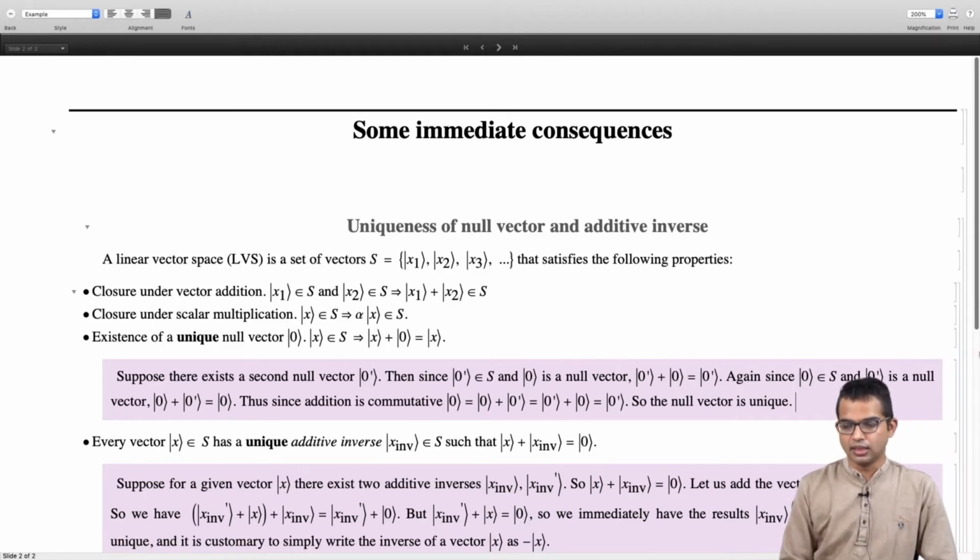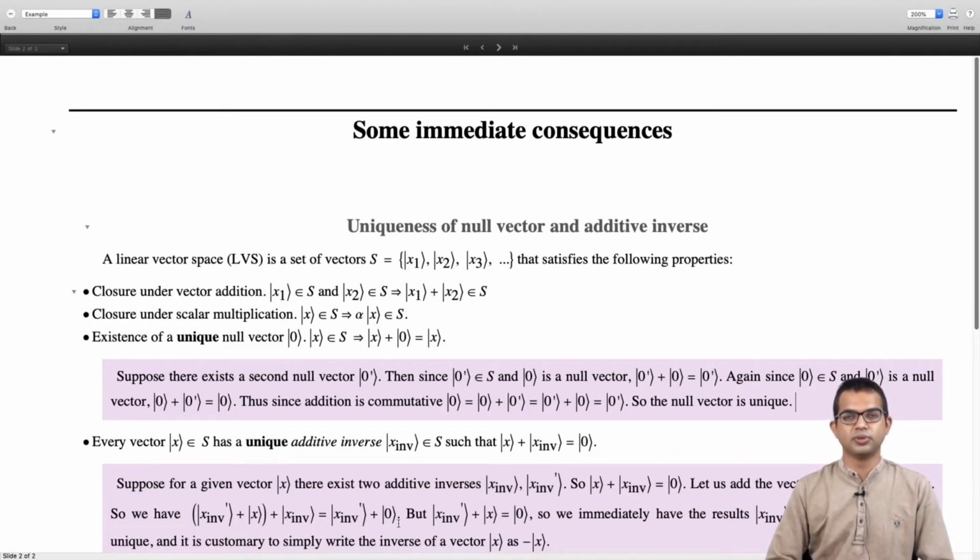So the inverse is unique, and it is customary to simply write the inverse as minus of this vector.